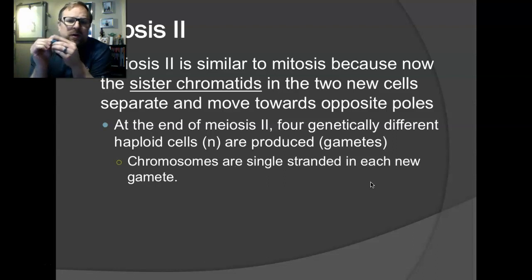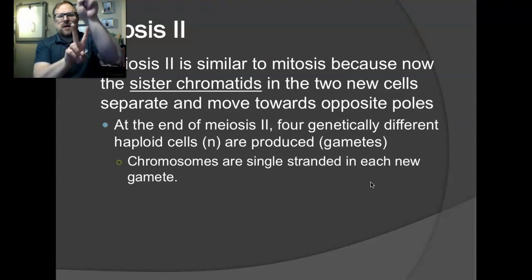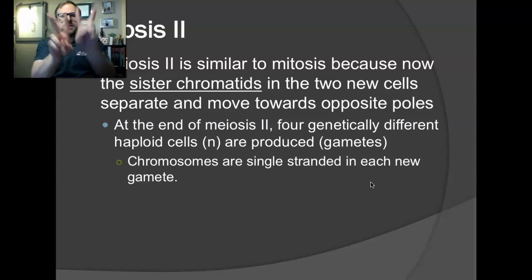Meiosis 2 is similar to mitosis because it's almost an exact copy of what's going on in mitosis. We have sister chromatids that are going to line up on top of each other, not beside each other, but on top of each other along the metaphase plate. Then those sister chromatids are going to get separated from each other, move to the poles, and then we end up with only single chromatids left in the cells.